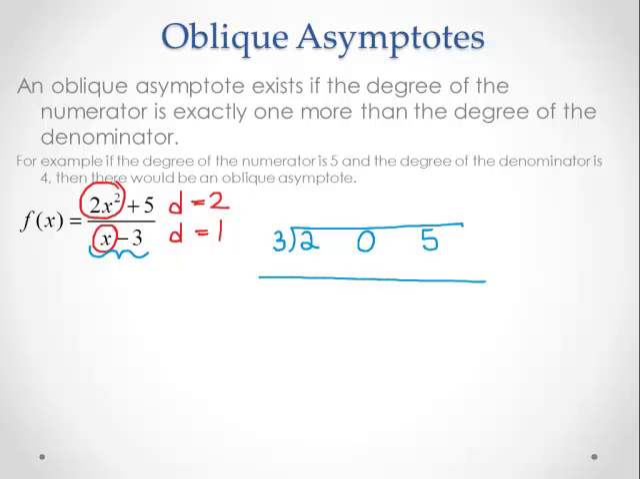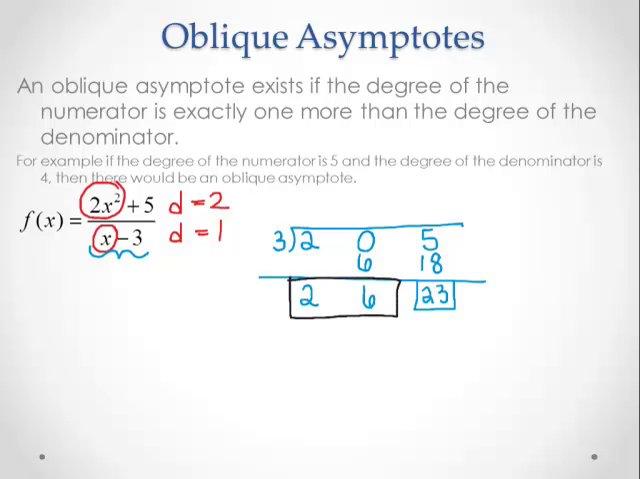Here, I'm going to bring the 2 down, and then we do 2 times the number out front, which is 3, so that gives us a 6. I add vertically, so 0 plus 6 is 6, and then we take 6 times 3, which gives us 18, and then we add vertically, so 5 plus 18 gives us 23. In terms of the remainder, we actually don't use the remainder at all. What we're actually going to use are the numbers 2 and 6.